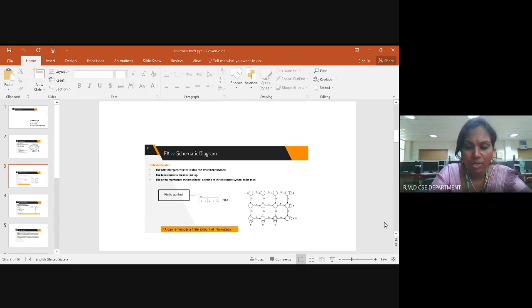The control represents the state and transition function. The tape contains the input string. The arrow represents the input head, pointing at the next input symbol to read. The pointer, like an arrow mark, reads that input, and if you move to the next, it moves to the next. Like that it will move from left to right and right to left. That is the representation of the tape.